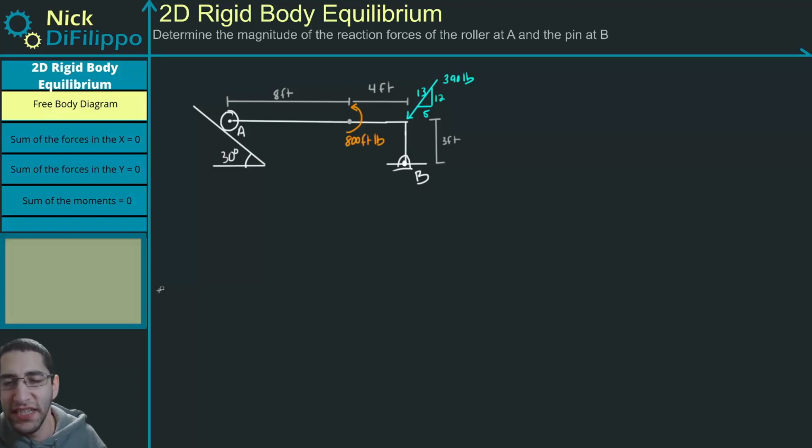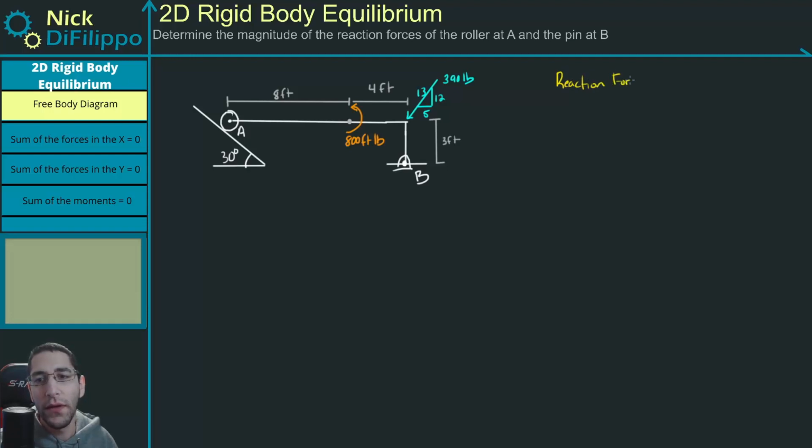In this problem, this is a 2D rigid equilibrium problem. And what we are asked to do is determine the magnitude of our reaction forces at point A and at point B. When we're doing these 2D rigid body equilibrium problems, we need to remember that supports are going to have reaction forces.